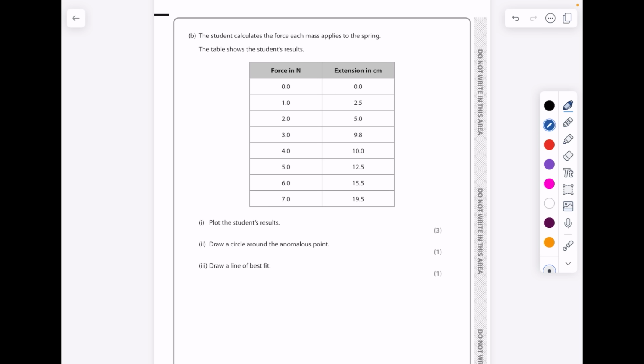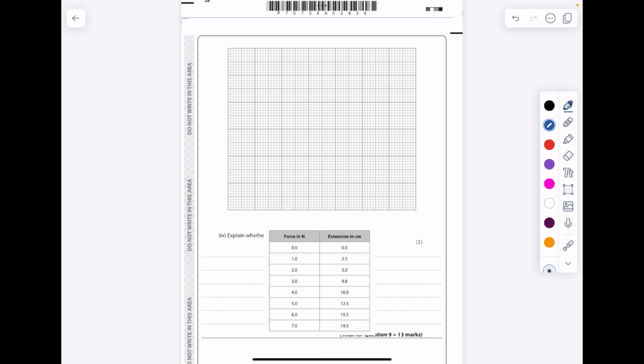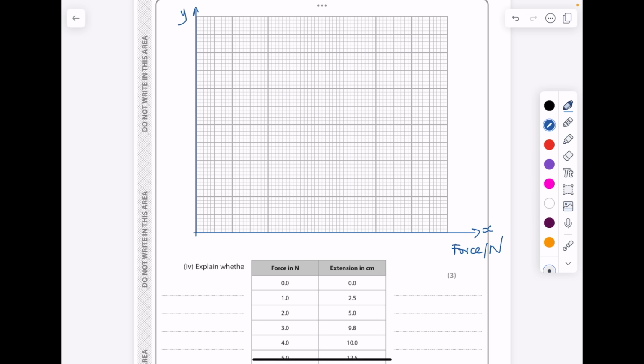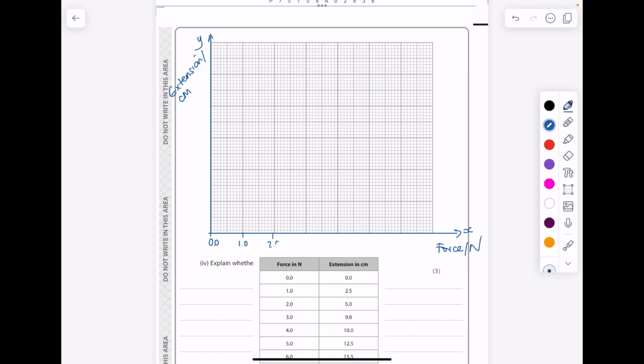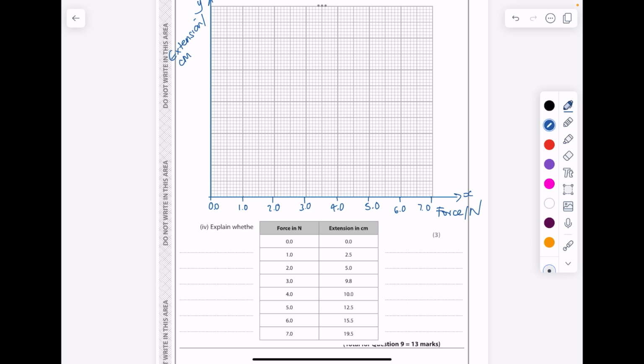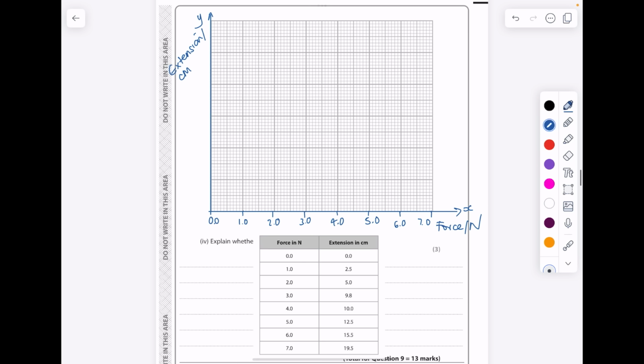The student calculates the force each mass applies to the spring. The table shows the student's results. Plot the student's results and draw a circle around the anomalous point. I'm just going to move it so I can see it. So I'm plotting force along my x-axis. Don't forget your units. Extension is on my y-axis. Pick a sensible scale, occupying as much of the graph paper as possible. Our extension goes from 0 to 20.